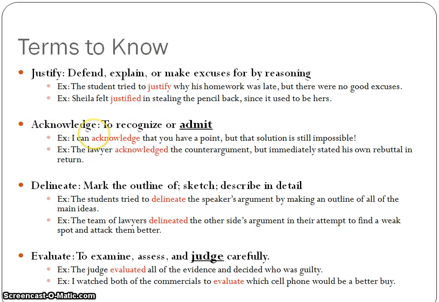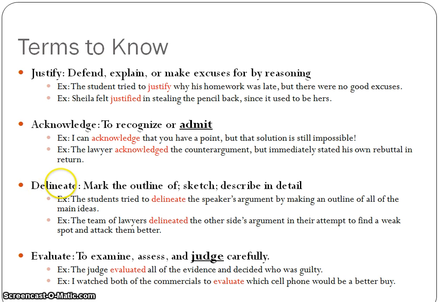To acknowledge means to recognize or admit. For example, I can acknowledge that you have a point, but that solution's still impossible. When you acknowledge, then you give some credit to them, but acknowledging is not the same thing as surrendering or giving in completely. So usually it's a good idea to acknowledge the other side, acknowledge counterarguments or opposing viewpoints, as long as you still refute them later.